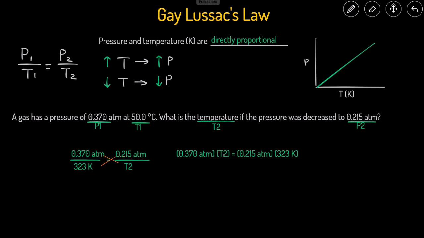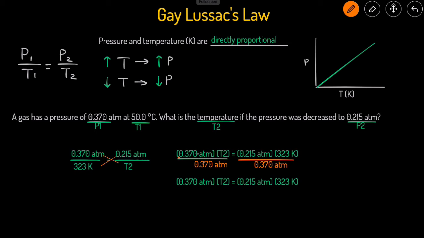Then to isolate the T2, we're just going to divide both sides by 0.37 atm, and that will get rid of the atm. So that means T2 is going to equal 0.215 atm times 323 divided by 0.37 atm, and that will give us 187 or 188 degrees Kelvin, because the atm will cancel out, so we're left with just degrees Kelvin.